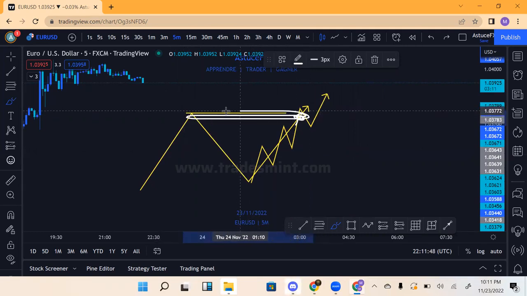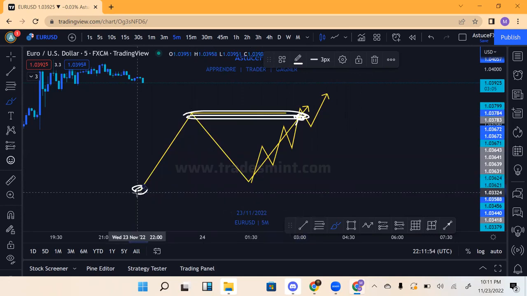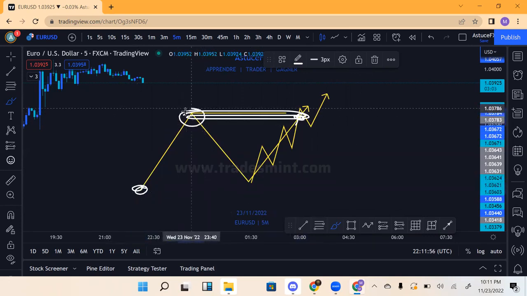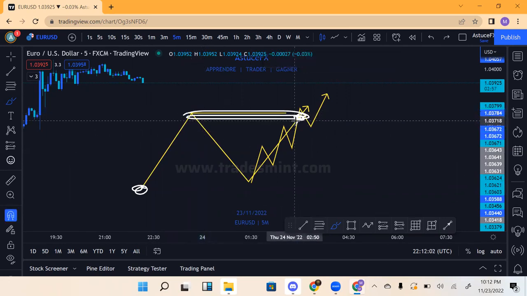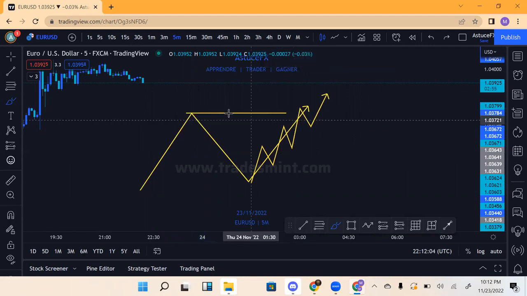Meanwhile, this high failed to create a new low. Let's say we had a low here. This high failed to create a new low, so this high has to be taken somehow. This high here is a liquidity that has to be taken by price. So price always goes to liquidity.